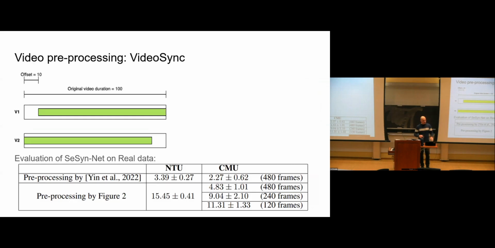The first thing that we did is we did preprocessing of the videos, making sure that we are cropping both the beginning and the end of the video and making it infeasible to just guess the correct answer. We can see that the performance of the SessionNet on real data drops dramatically right away after we have done the preprocessing.